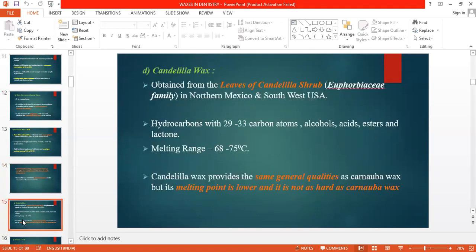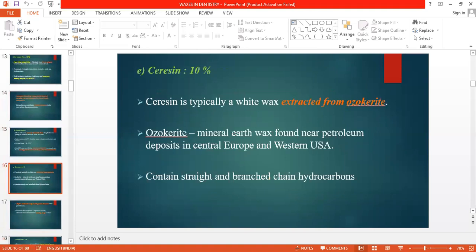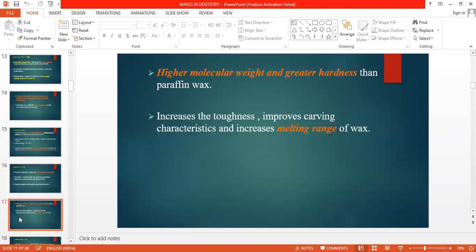Next one is candelilla wax, which is obtained from the leaves of the candelilla shrub. It provides the same general qualities as carnauba wax, but its melting point is lower and it is not as hard as carnauba wax. Then ceresin wax, it is about 10%. It is a white wax extracted from ozokerite, and ozokerite is a mineral earth wax found near the petroleum deposits in Central Europe and Western USA. It has high molecular weight and greater hardness than paraffin wax. It increases the toughness, improves the carving characteristics, and increases the melting range of wax.